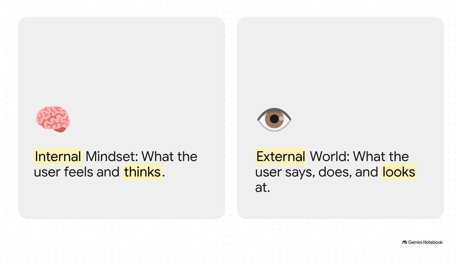Then on the right side, we have the external world, what the user is saying, doing, and looking at. These are the observable, tangible actions. And here is where the true power of design thinking kicks in. It happens when we actually compare these 2 columns.